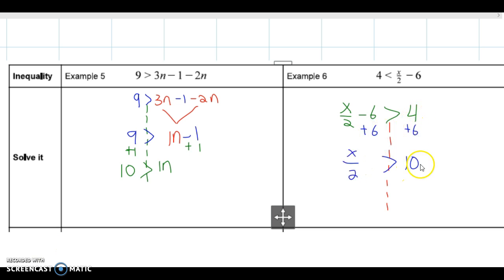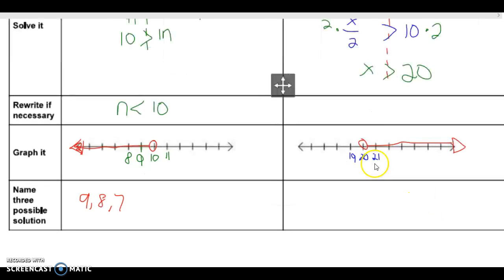Okay, 4 plus 6, 10. Now multiply both sides by 2. So why are we multiplying by 2? Ask yourself, why are we multiplying by 2? Okay, you're multiplying by 2 because the x is being divided by 2. We're undoing the division. So what we get is x is greater than 20. Here's our graph. X is greater than 20.